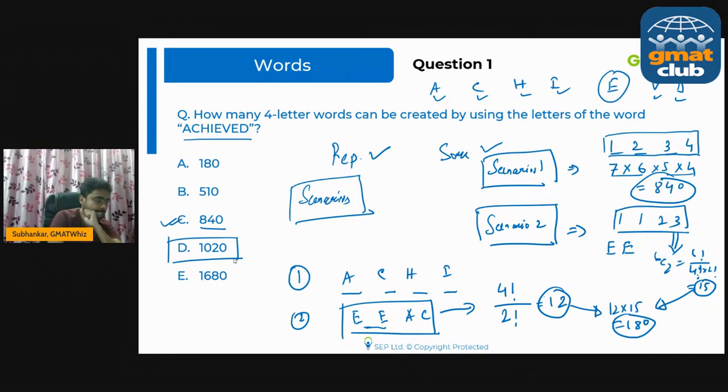I believe that should give you an idea that if I get repetition and some of the letters I need to select, this is how I need to form scenarios and solve it.